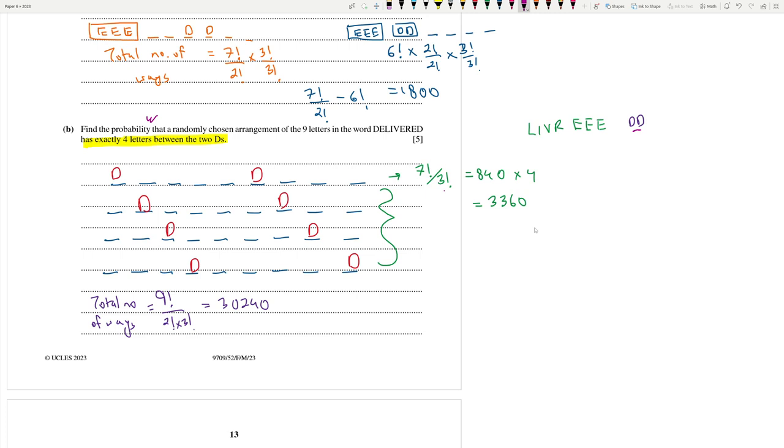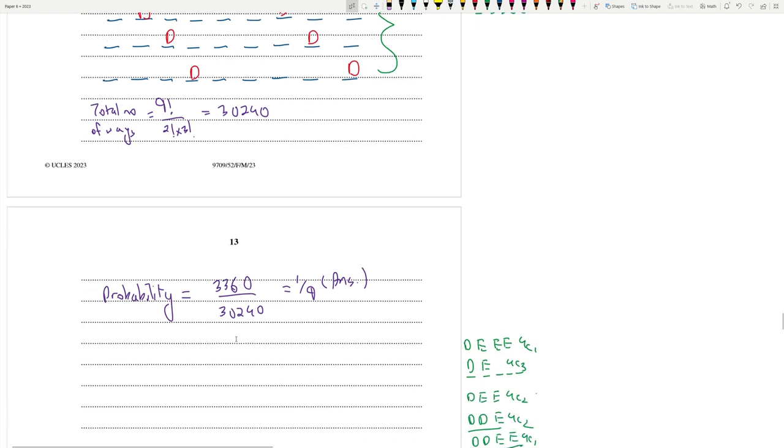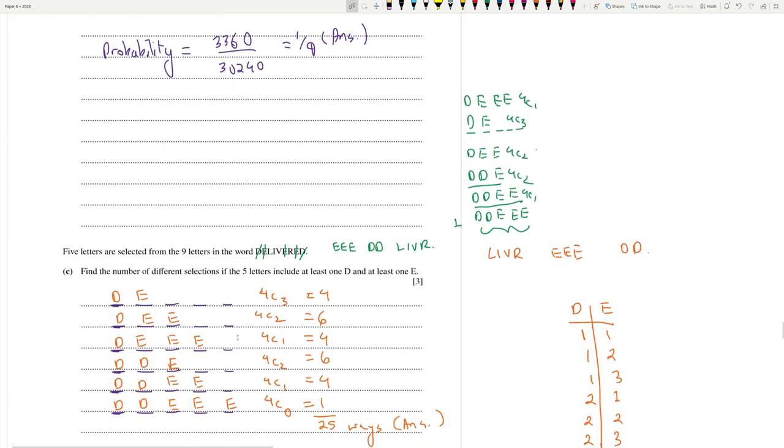If you have this, you need to divide by the total number of ways, which is 9 factorial divided by 2 factorial for the D's and 3 factorial for the E's. So that's 30240. So for probability, success divided by all possible events, which is 1 by 9.